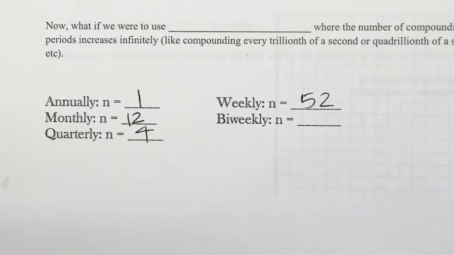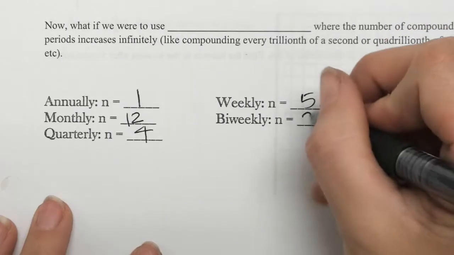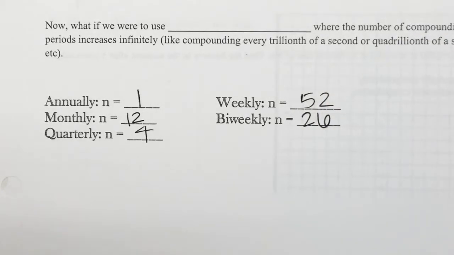Okay, now let's talk about biweekly. Bi means what? Every 2 weeks. So if we divide 52 by 2, we'll get 26. Good. So if it says it's compounded biweekly, that's 26 times per year. Weekly is 52. Quarterly is 4 times a year. Monthly is 12.